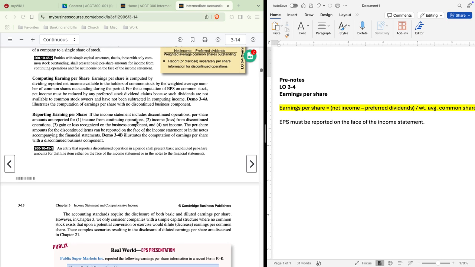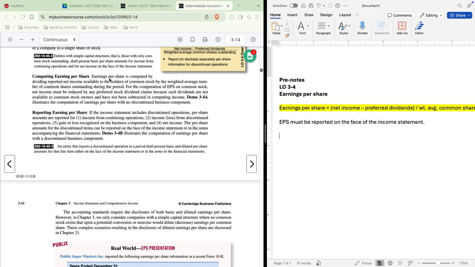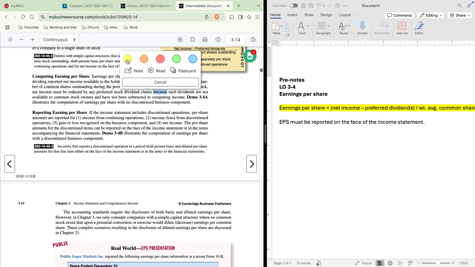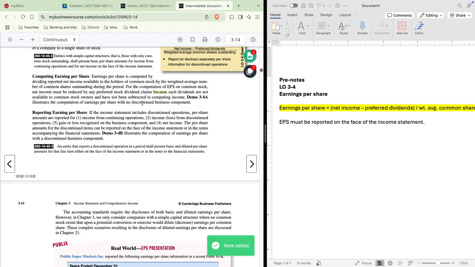So I'm going to skip over that, and go to computing earnings per share. Here it says earnings per share is computed by dividing reported net income by common stock. That's basically just the formula. It says for the computation of EPS on common stock, net income must be reduced by any preferred stock dividend claims because, and here is a very important word when you're reading: because. When you're reading, the word because is telling you why something is the way it is.